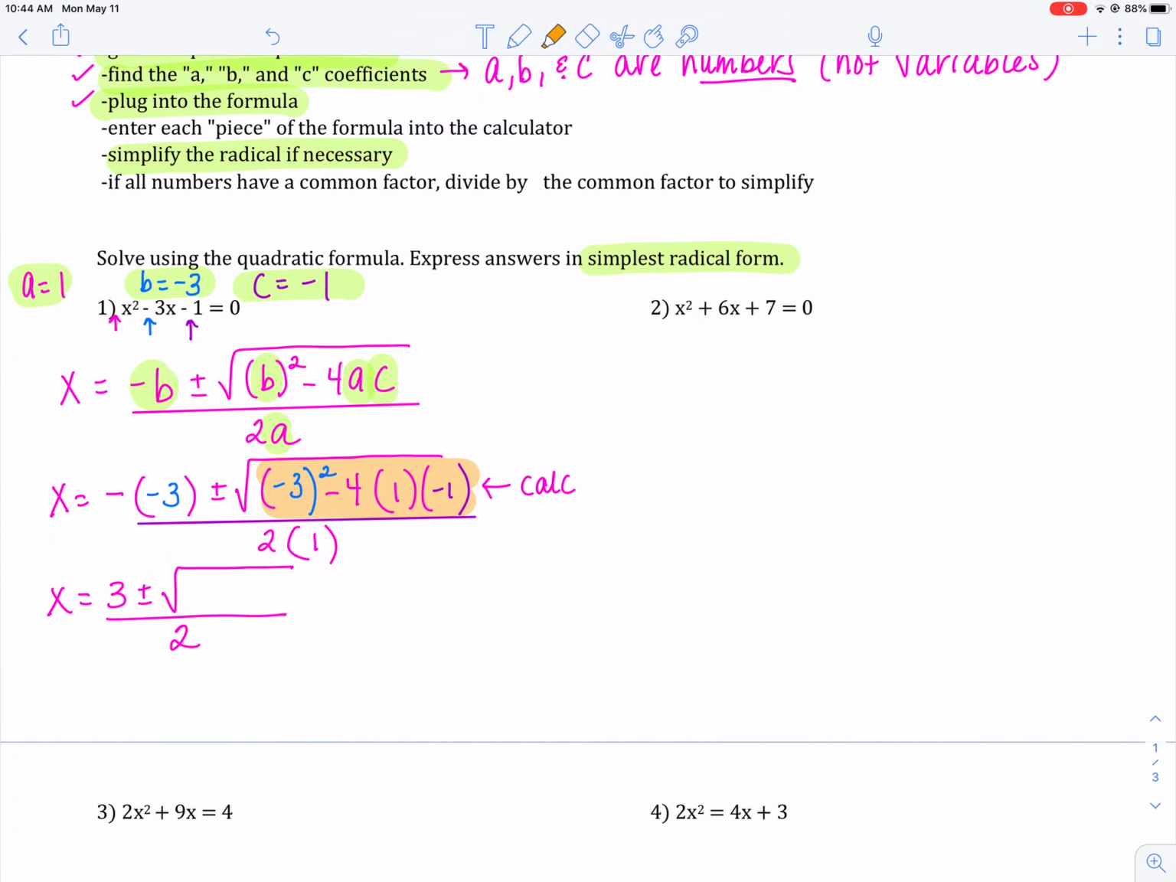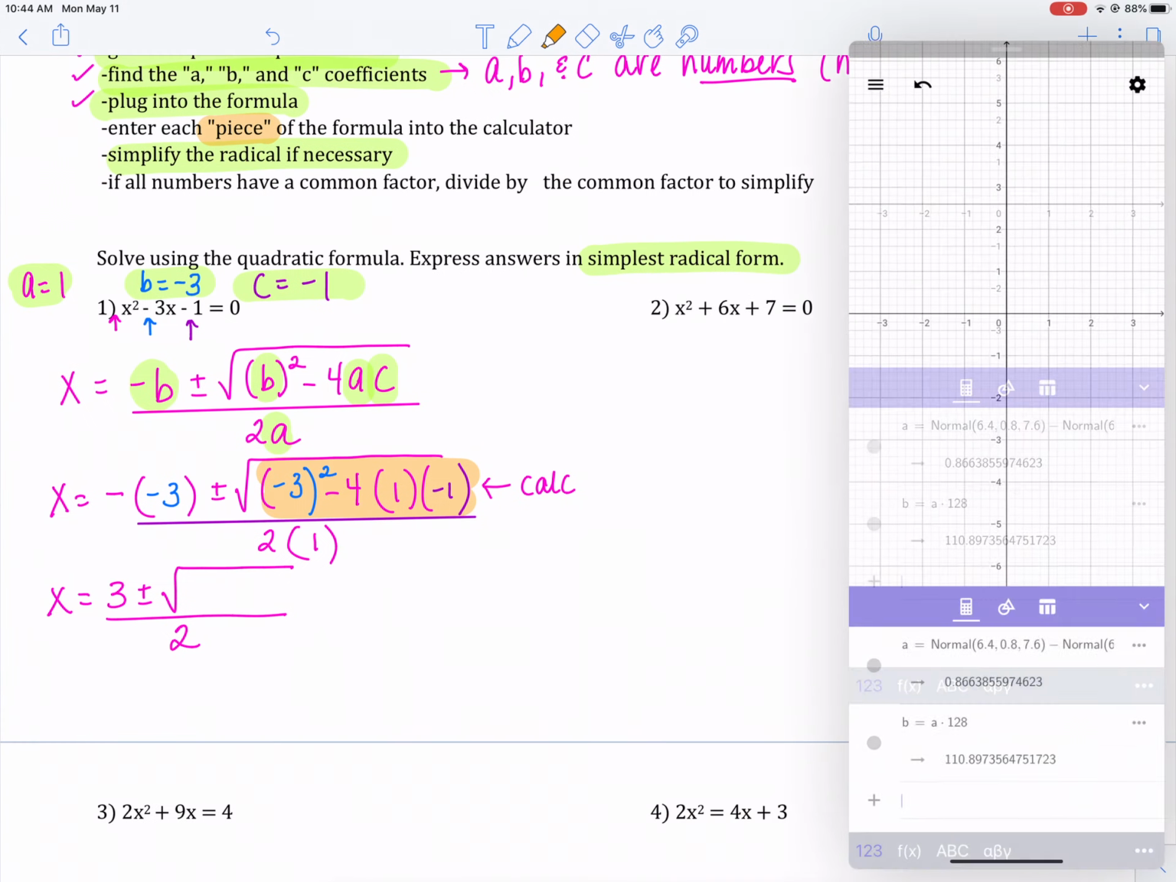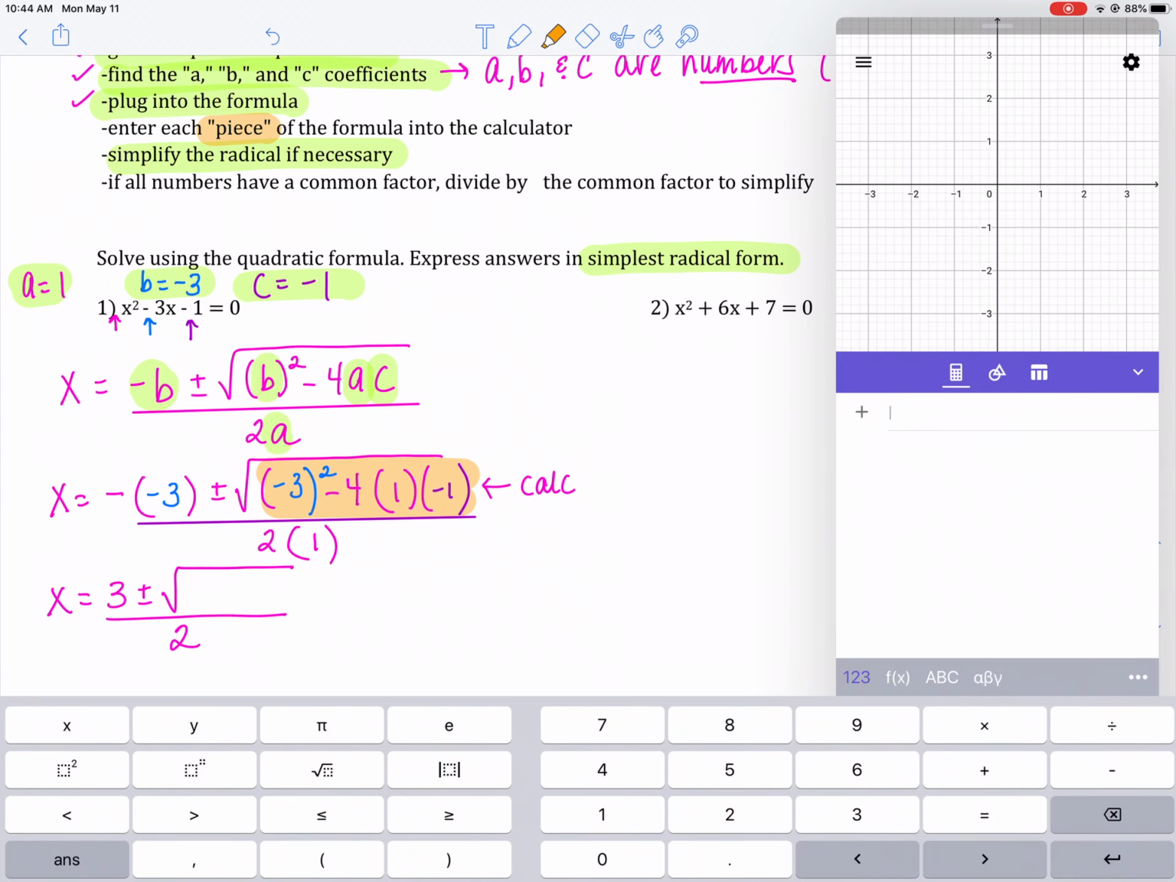Enter each piece into the calculator. So this piece is the number under the radical. So watch what I'm going to do. I'm going to pull up GeoGebra, clear out everything I have. The most important thing I'm going to say to you, don't type the radical. Why are we not typing the radical? Because look at my next line. It still has the radical in it. So I'm literally just going to type what I see under the radical.